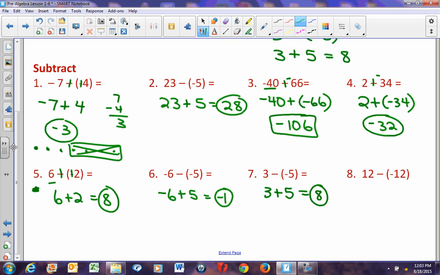12 minus a negative 12. So I'm going to take 12 positive tiles, and I have to somehow take away 12 negative tiles from those 12 positive tiles. The way I can do that is to add zero pairs until I have 12 negative tiles to take away, which means I'm going to actually add 12 positive tiles. So 12 plus 12 is 24. The more you work with these, the better you get at them. You just have to learn the rules, and the more you work with them, the more familiar they'll become, and pretty soon this will become second nature.